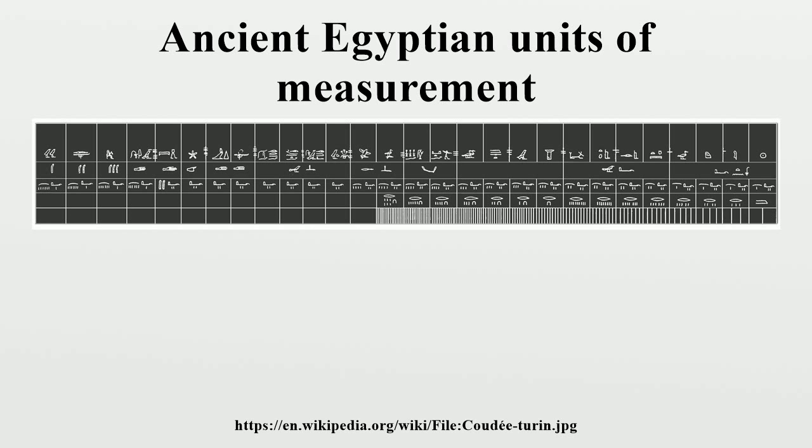14 such rods, including one double cubit rod, were described and compared by Lepsius in 1865. 2 examples are known from the tomb of Maya, the treasurer of Tutankhamun, in Saqqara. Another was found in the tomb of Kha in Thebes. These cubits are about 52.5 centimeters long and are divided into palms and hands.